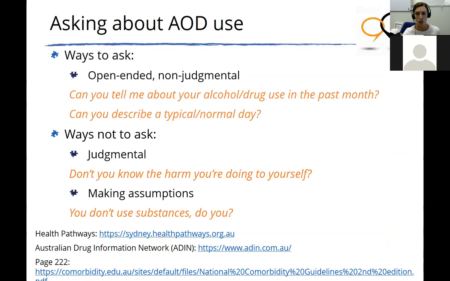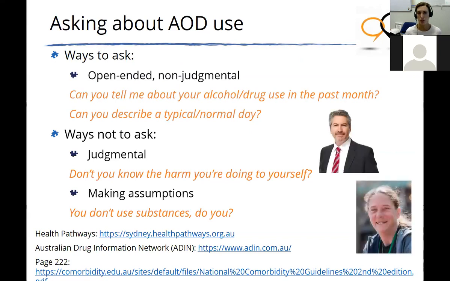Some examples of ways not to ask about AOD use include making judgmental statements such as, don't you know the harm you're doing to yourself? Or making assumptions about the person in front of you, such as, you don't use substances, do you? In both of these examples, if the client or patient does use AOD or is considering whether or not to disclose any AOD use, an approach like this is likely to make them shut down or not reveal any details about their AOD use. It's also important to remember that anybody can develop a disorder, and there's often a lack of recognition of substance use and mental health disorders because of assumptions about what a person with these disorders might look like.